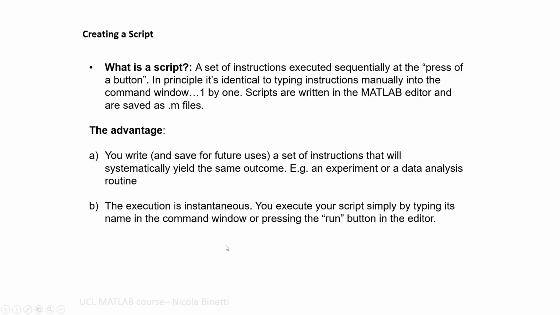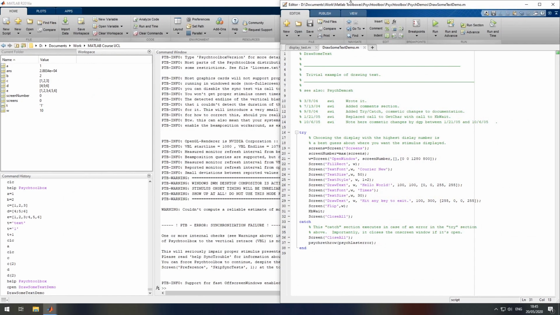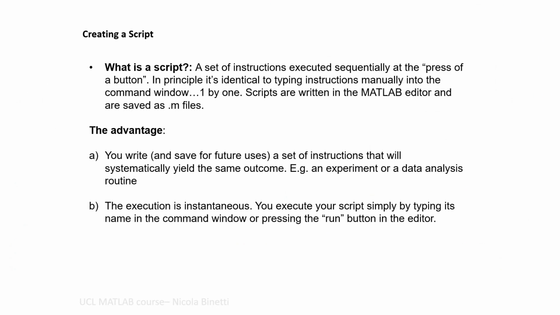Okay, so we saw an example of a script. Draw some text is a script. It's basically doing some things, something rather simple, but it could be something extremely complex as long as I keep on typing new and new instructions. So what is a script? Basically, a script is a set of instructions that are executed sequentially at the press of a button.